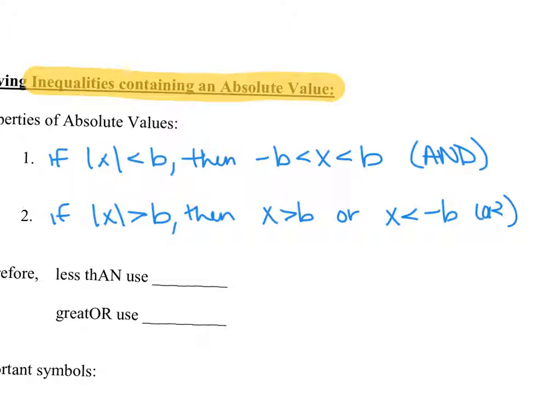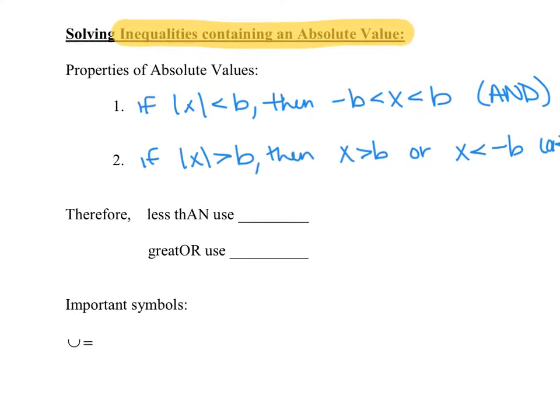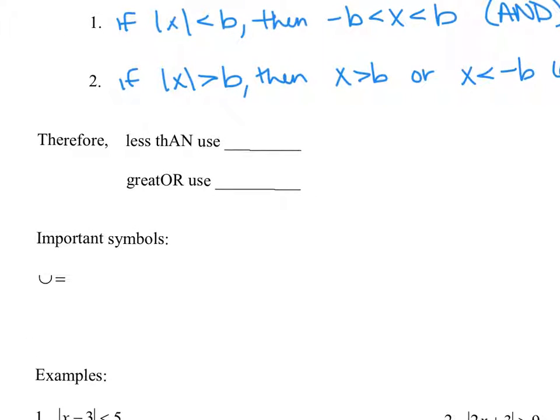So again, what you're looking at is the sign. See how the absolute value is less than b. So it's an AND statement. If it's greater than b, it's an OR statement. So like I just said, this is how I tell the difference between whether or not I'm forming an AND or an OR. And it's worked for me for years.